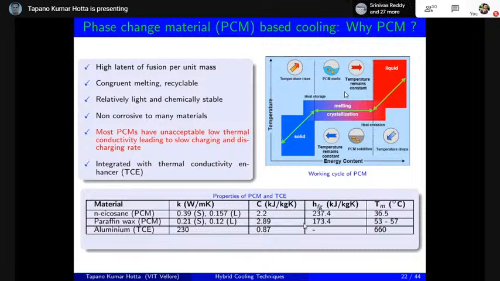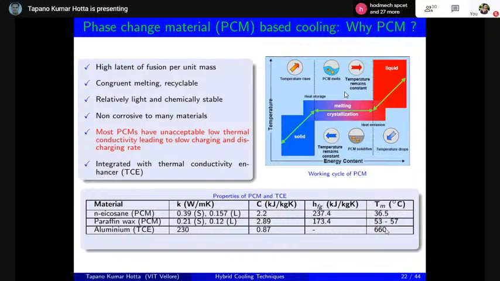But the beauty of a PCM, as I told you, is the high latent heat of fusion. You can see for n-eicosane 237.4 kilojoule per kg, paraffin wax 173.4 kilojoule per kg. So you can see the energy storage capacity. This will accumulate more heat, and you also see the heat capacity of both n-eicosane and paraffin wax is extremely high. The heat storage capacity is also extremely high. And this is the melting point range.